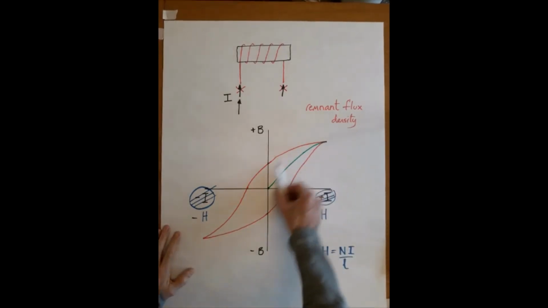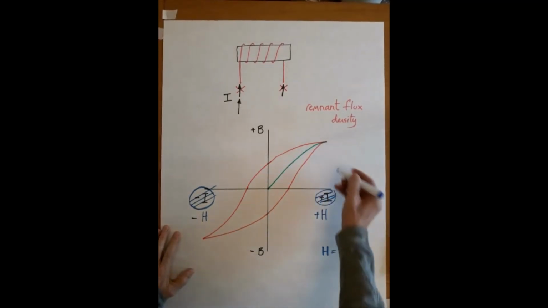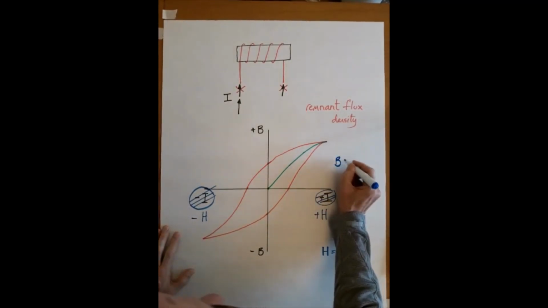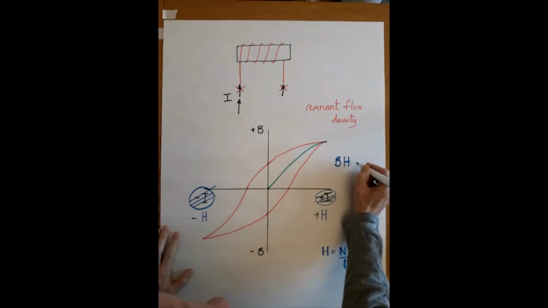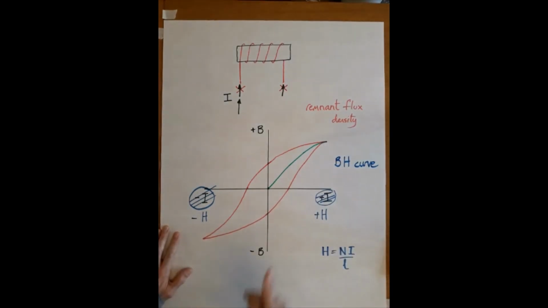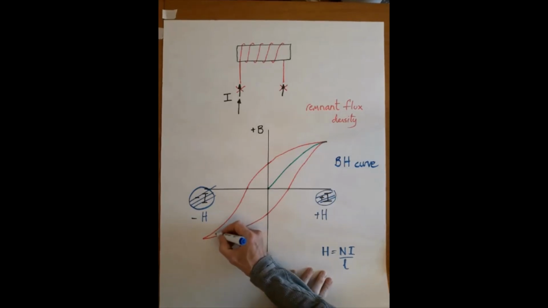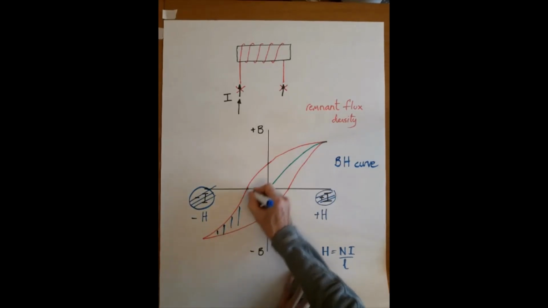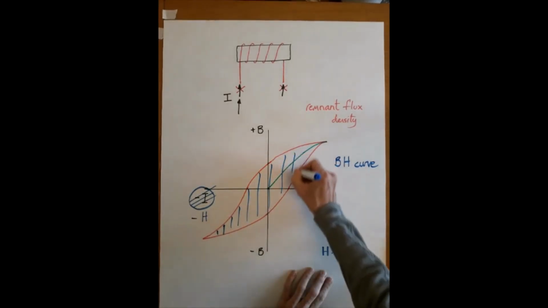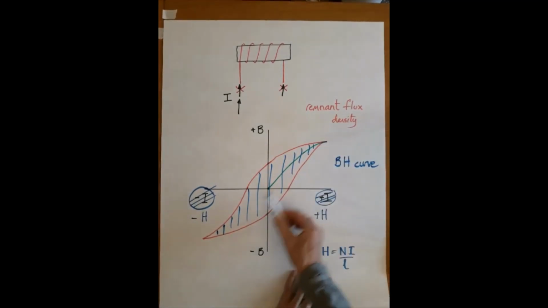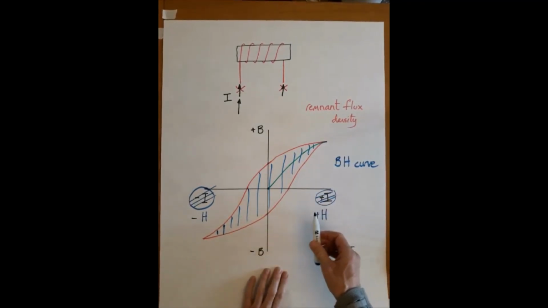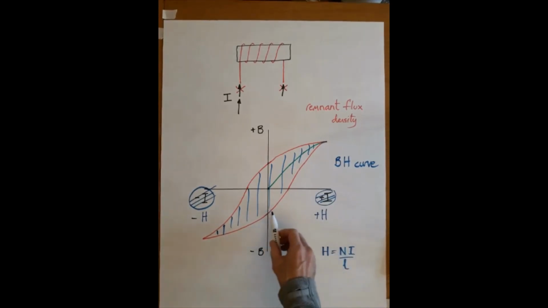So this hysteresis loop is often called a BH curve. What does it indicate? Well, the area inside this curve is proportional to the amount of energy lost in magnetizing and demagnetizing the piece of metal.